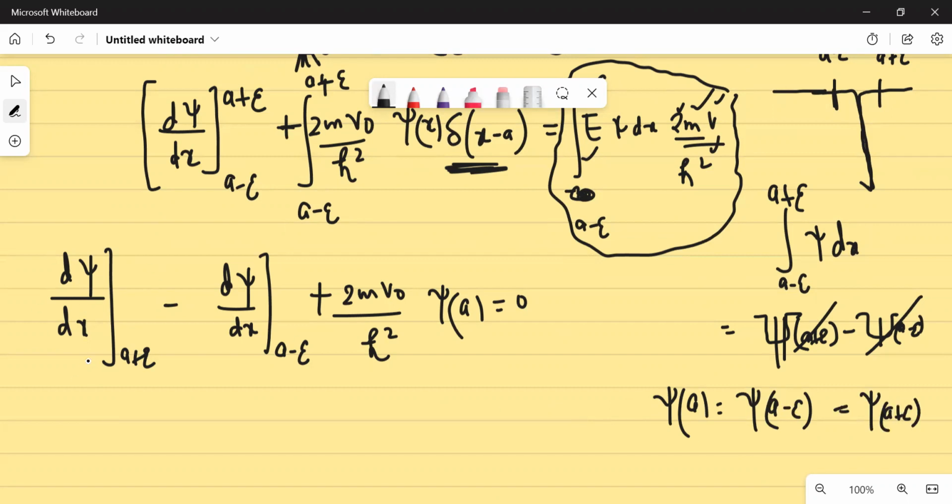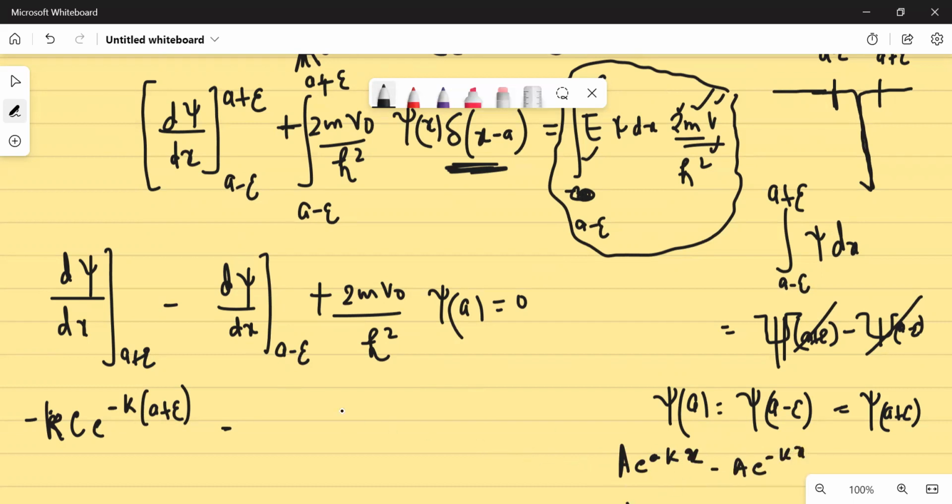Okay, now if you differentiate at a plus epsilon, you can say that for all x greater than a, your wave function is given by c e to the power minus kx. So I'll write minus k c e to the power minus kx, in place of which we will write this, minus the derivative of the wave function to the left of a. So to the left of a, you have the wave function given by a e to the power kx minus a e to the power minus kx.